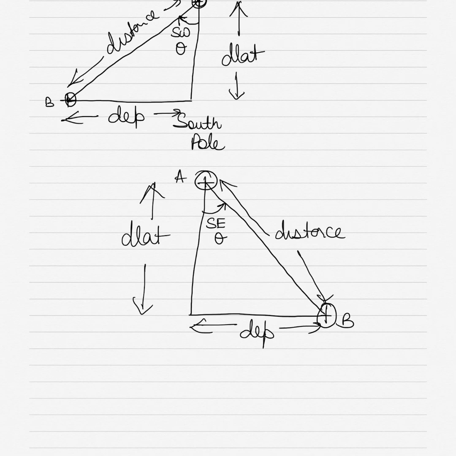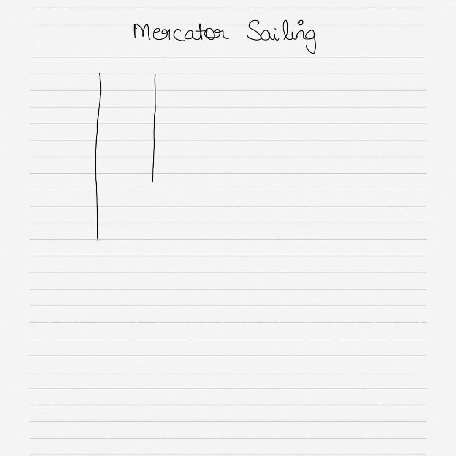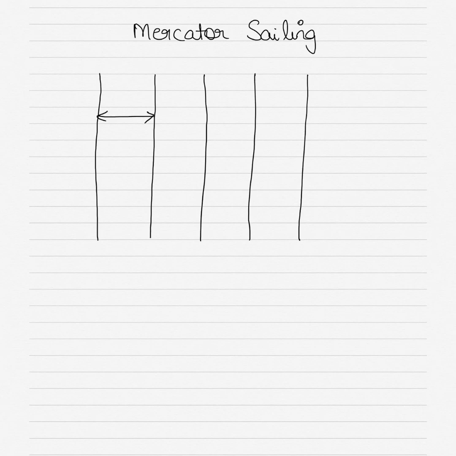Now I will explain what is Mercator sailing and how you can derive the formulas for Mercator sailing. So I will write Mercator sailing here. To understand Mercator sailing and how you derive the formula, you have to understand that Mercator sailing is based on Mercator charts. And what is the principle of Mercator charts? Mercator charts have the meridians drawn as parallel lines to each other. They are parallel and they are equidistant from one another. So not only are they parallel, but they are equidistant from one another. This distance is equal to this distance and equal to this distance.